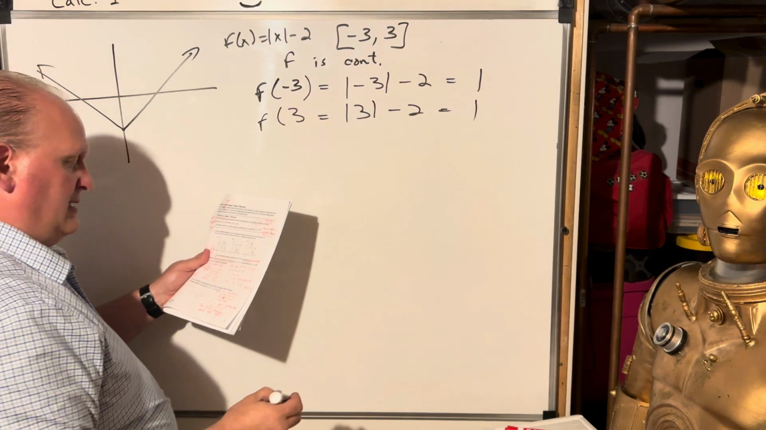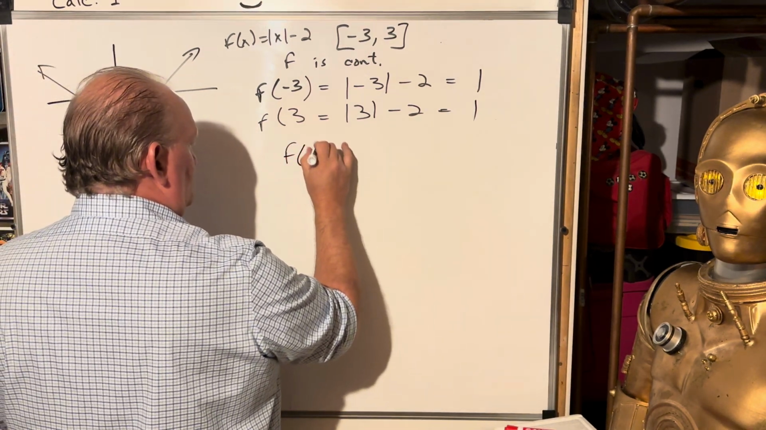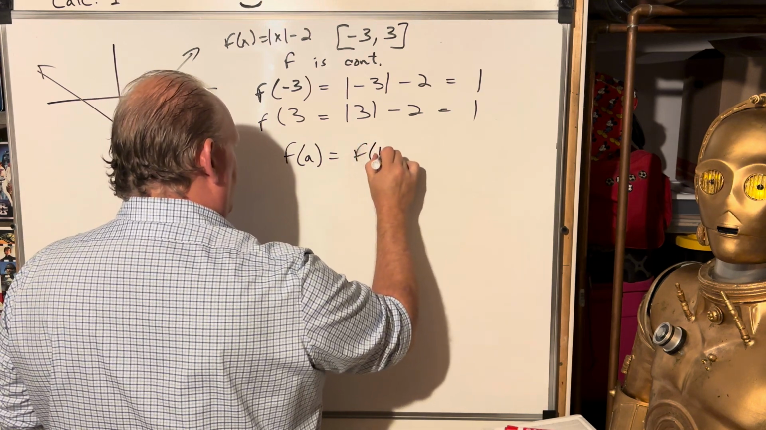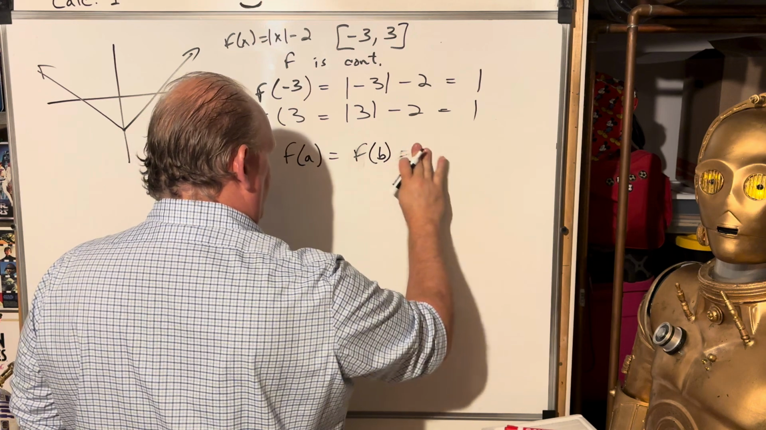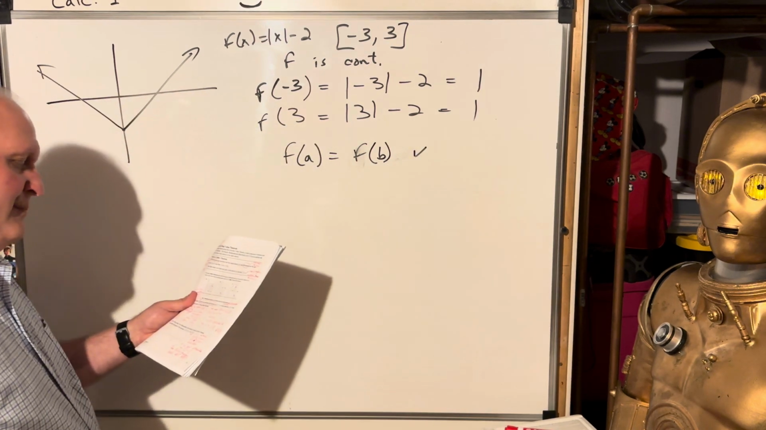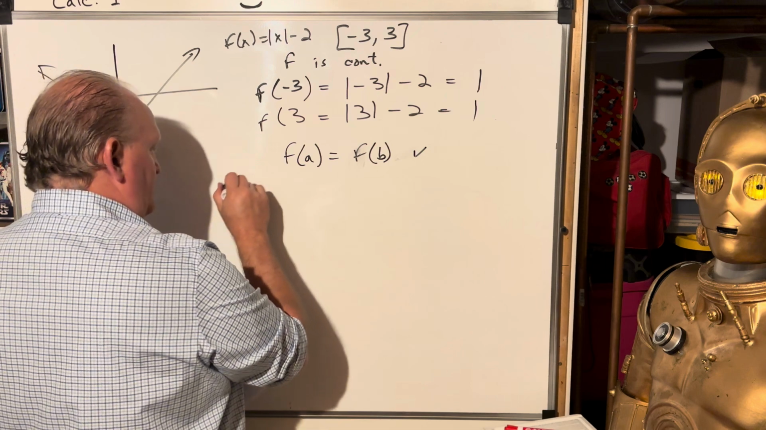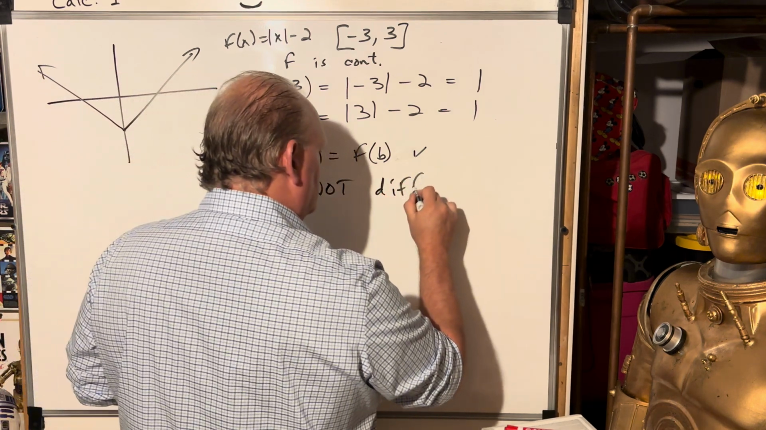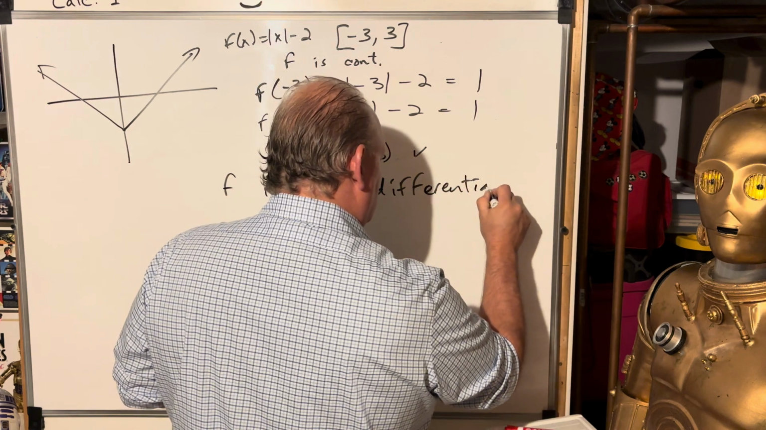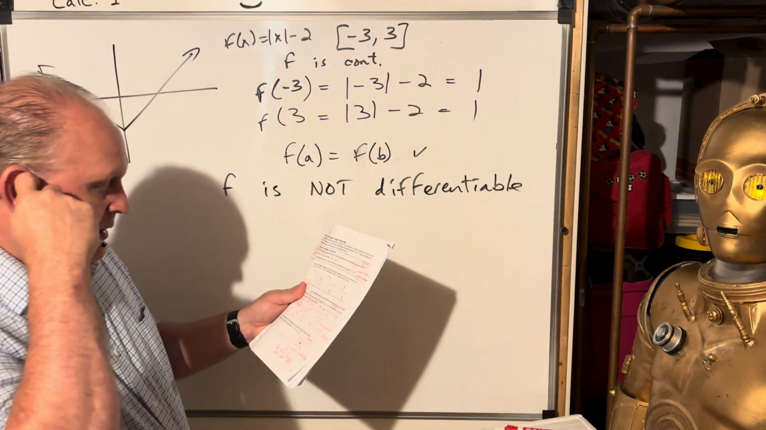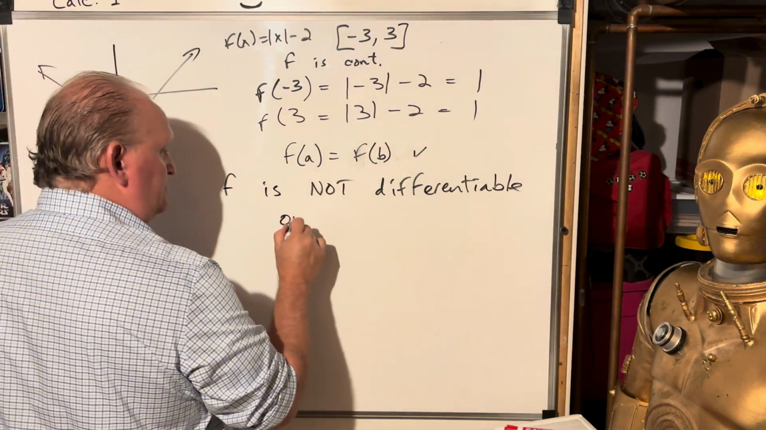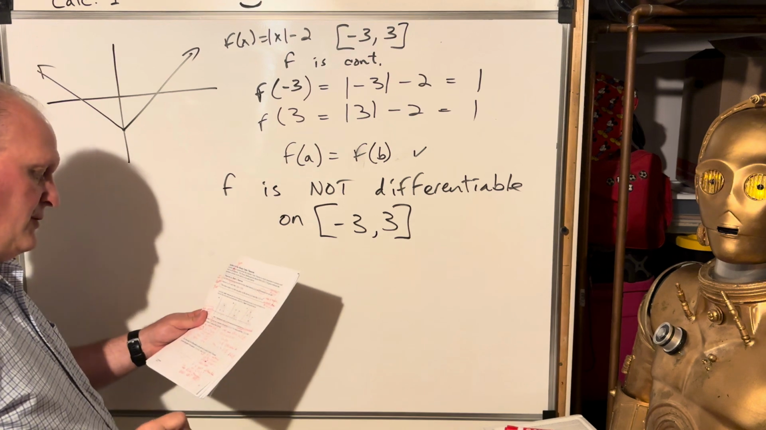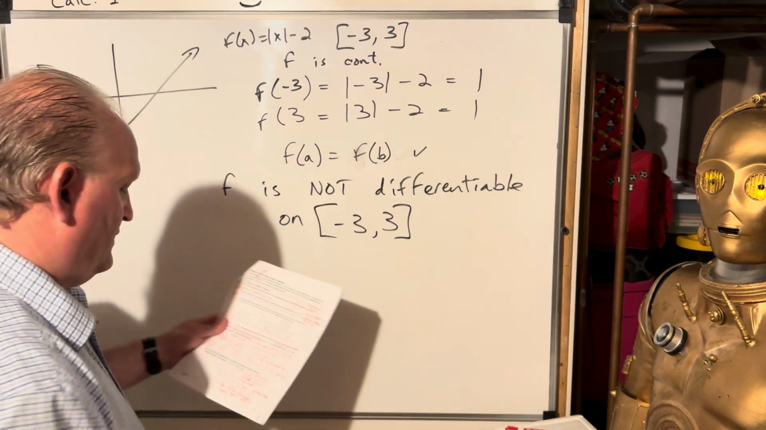So f(a) does equal f(b), which is part of Rolle's theorem. Check that off. But f is not differentiable on the interval -3 to 3. So Rolle's theorem does not apply.